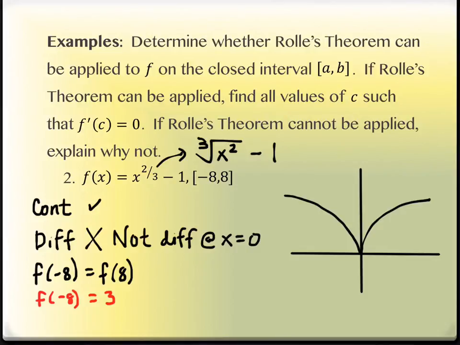I will ask you to tell why. See how it says if Rolle's theorem cannot be applied, explain why not? So like when I wrote this one differentiable, it's not differentiable at x equals 0, and this would be my justification as to why. But because that works, we wouldn't need to do that.